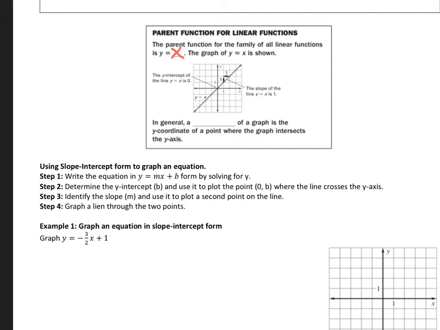So at the bottom, in general, a blank of a graph is the y-coordinate of a point where the graph intersects the y-axis. We call that, and I'm not going to be able to fit it there, so I'm going to say that is the y-intercept. And it's pretty self-explanatory. It's where your graph intersects the y-axis. So that is the y-intercept of a graph.